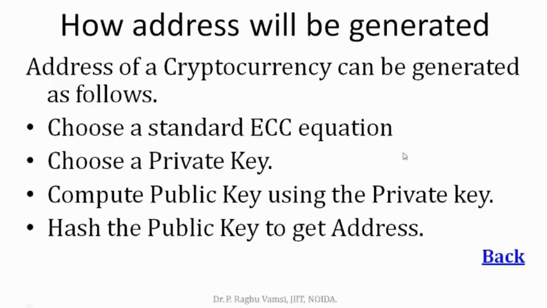The private key is not known to anyone. The public key is known to everyone, and the public key is also in hashed format, through the cryptographic hash function. Because this public key was sent through the cryptographic hash function, you get a message digest. That message digest can be displayed publicly as your address. So this is the way addresses are generated in cryptocurrencies.